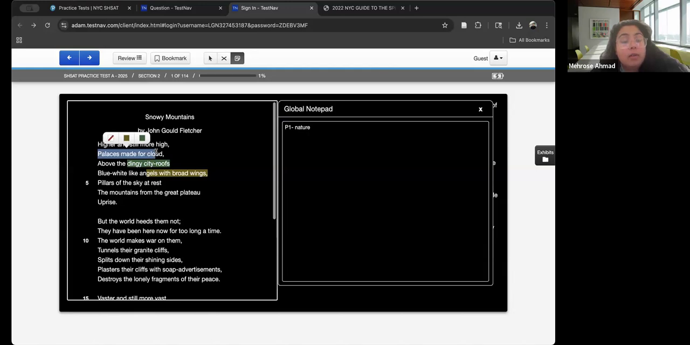Palaces made for cloud, blue white like angels with broad wings, pillars of the sky at rest. So actually the angels, blue white like angels with broad wings, is referring to mountains. So the mountains, and this is again the point of the passage, snowy mountains. The mountains are high and more high. They're like palaces for clouds. They're above city roofs. They're blue white like angels with wings. There's pillars or foundations of the sky at rest.